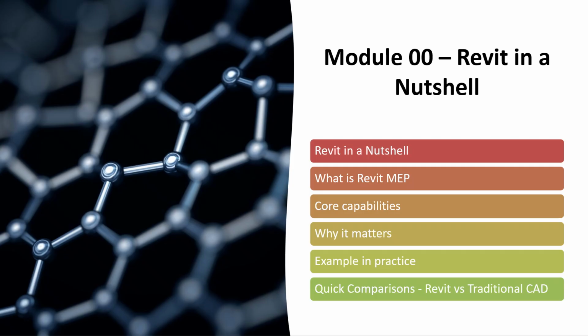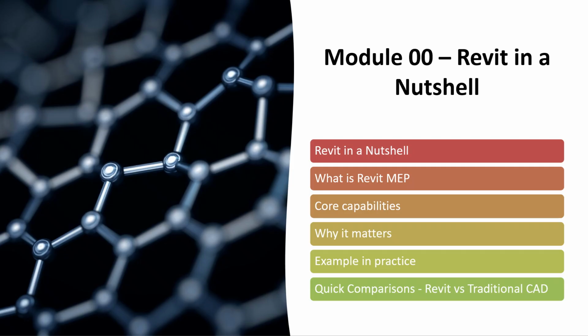BIM platform. Unlike 2D computer-aided drafting, Revit models are intelligent, coordinated, and parametric, meaning every element knows what it is, how it behaves, and how it connects to others. Next, we ask, what is Revit MEP? Revit MEP is the discipline-specific environment for mechanical, electrical, and plumbing professionals. It allows us to design systems that are not just spatially accurate, but functionally connected.